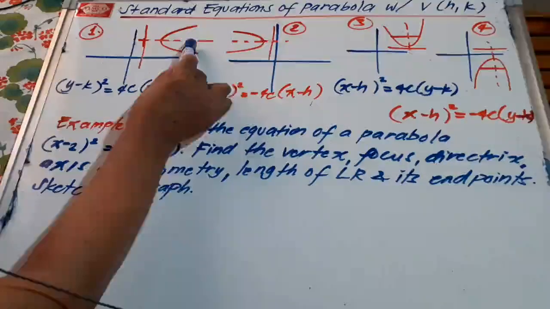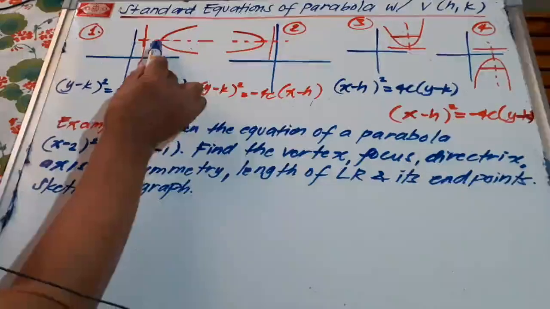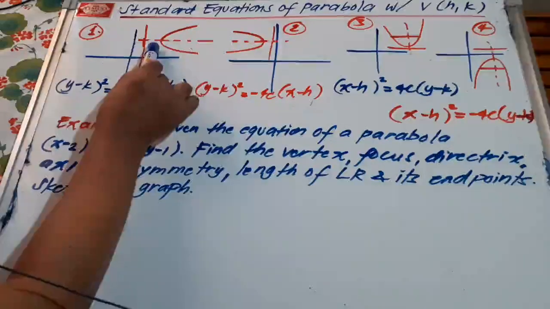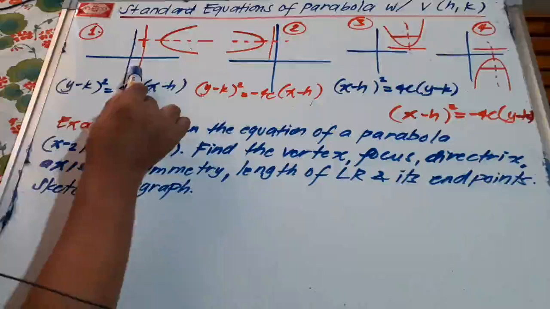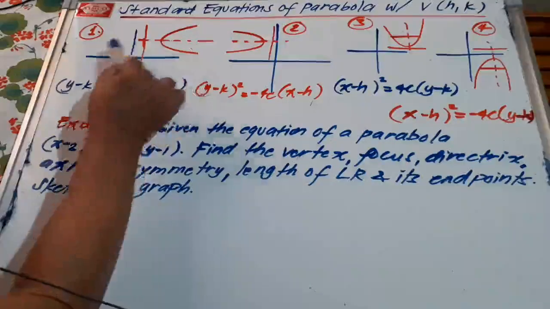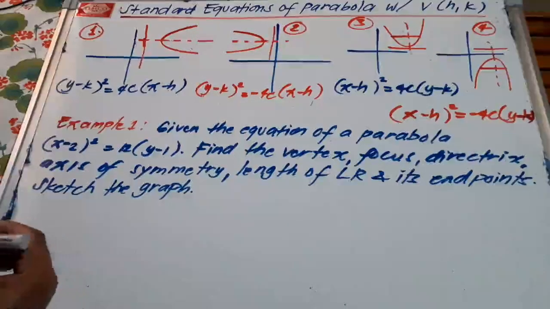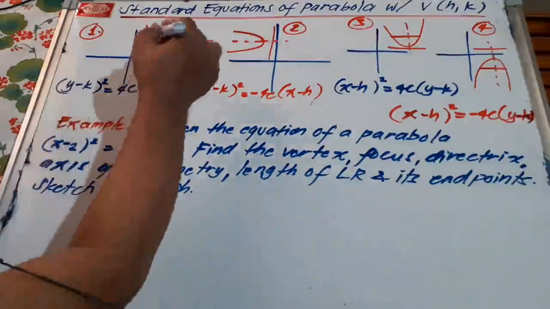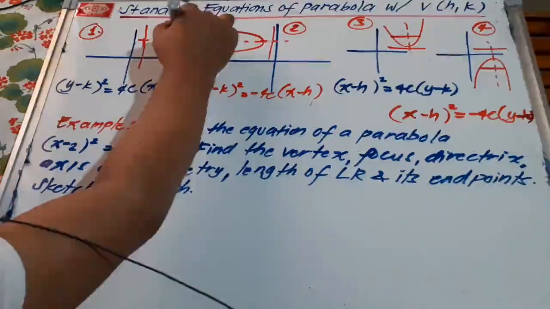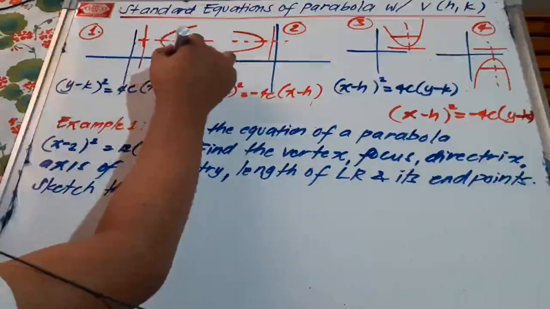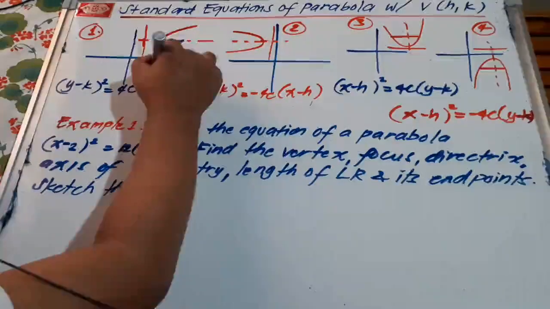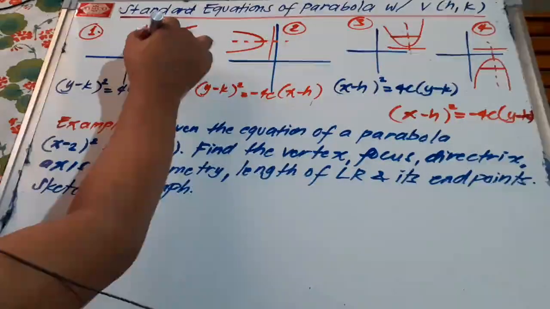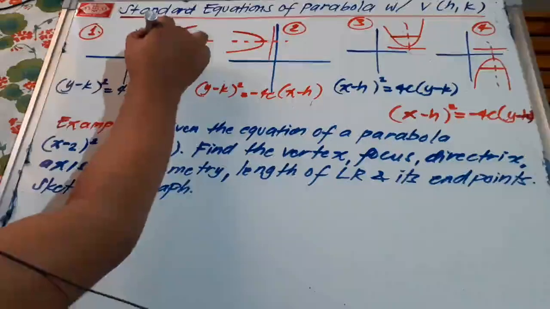The graph of this equation is a parabola that opens to the right. Okay? Doon siya bukas sa kanan. And the focus is located to the right of the vertex, while the directrix is located to the left of the vertex. Still, ang distance pa rin ng focus dun sa ating vertex is the focal distance c. At ang horizontal distance of the directrix to the vertex is also c.